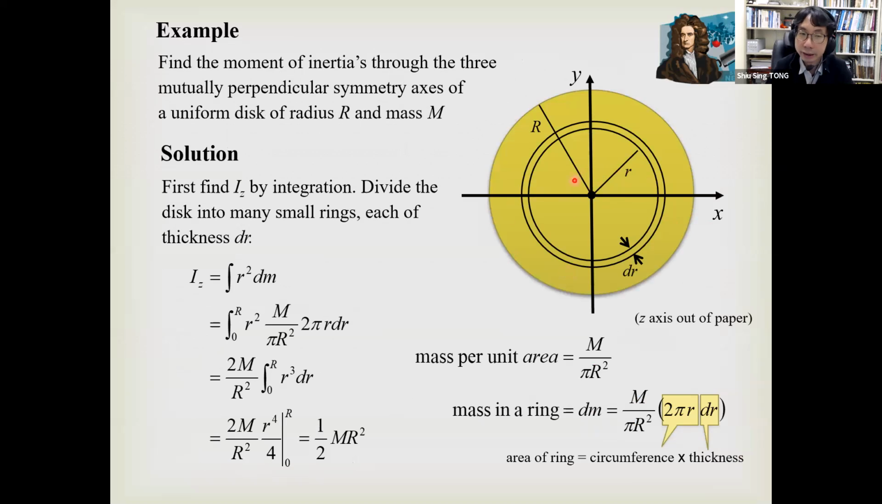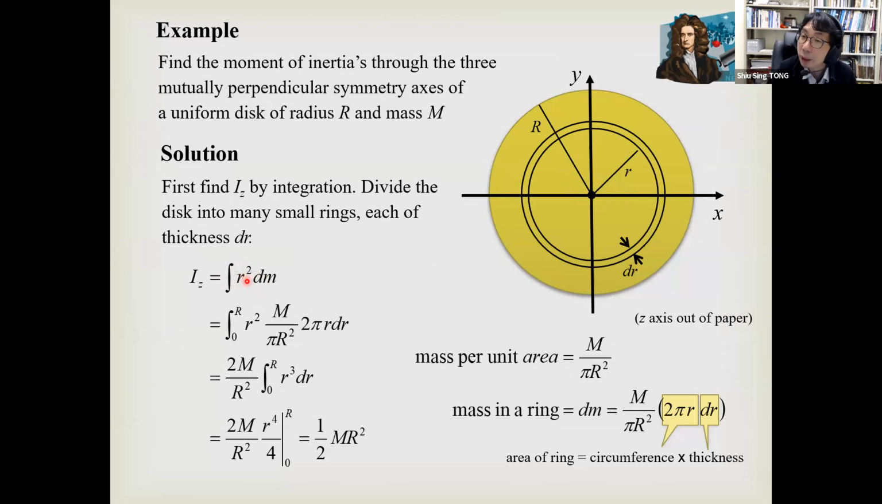Now let us extend a little bit. We consider a disk, a uniform disk. For simplicity, we imagine that it has negligible thickness. And we want to find the moment of inertia about the z-axis. The z-axis is the symmetry axis of the disk, and it's pointing out of the page. It passes through the center and points out of the page. Okay, and we will find that by integration.